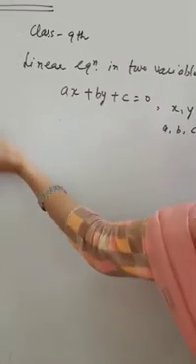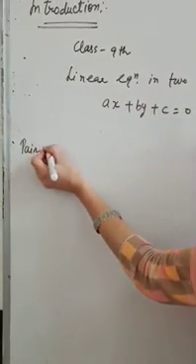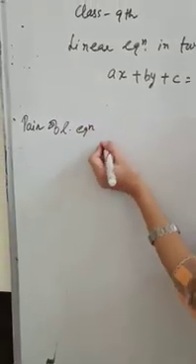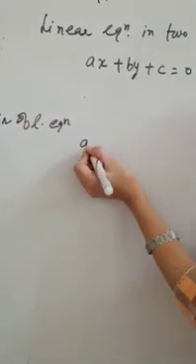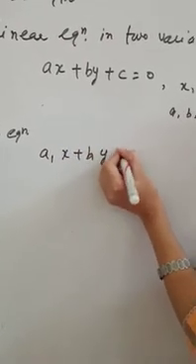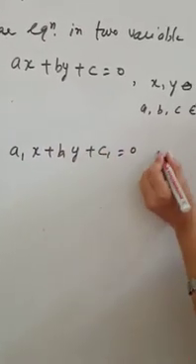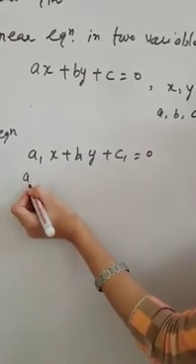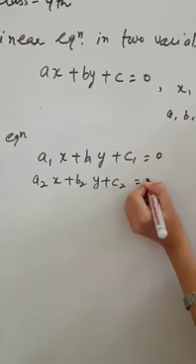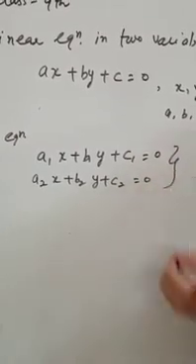Then here we are discussing the pair. The chapter is now the pair of linear equations. Pair of linear equations. Right. So there are two equations. Let us suppose a1x + b1y + c1 = 0. This is the first equation. And a2x + b2y + c2 = 0. Let these be the two equations.